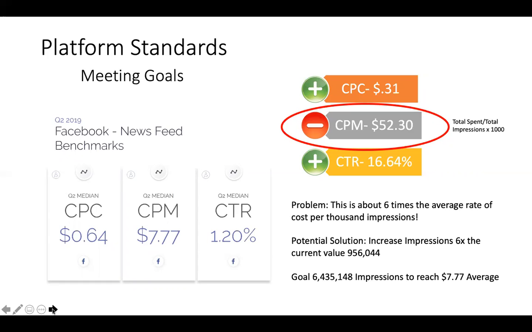I think we can increase the impressions to over 6 million to reach that $7.77 average. But the click-through rate was significantly higher than the average at 16.64%. So that was really good. But it is kind of an indicator that there are some things with the ad that we should probably take a look at to get that cost per 1,000 down and see what we can do there.